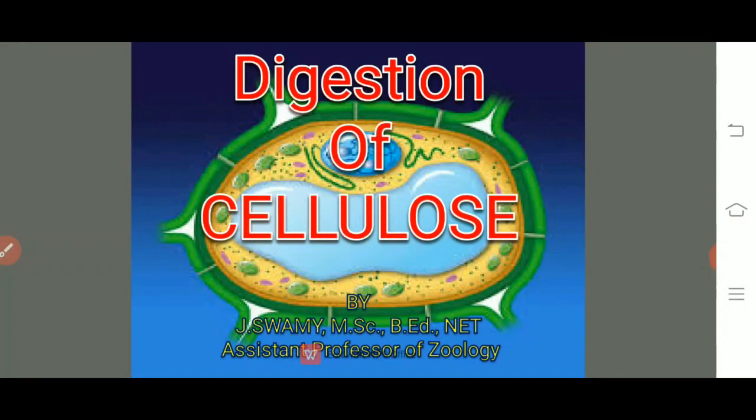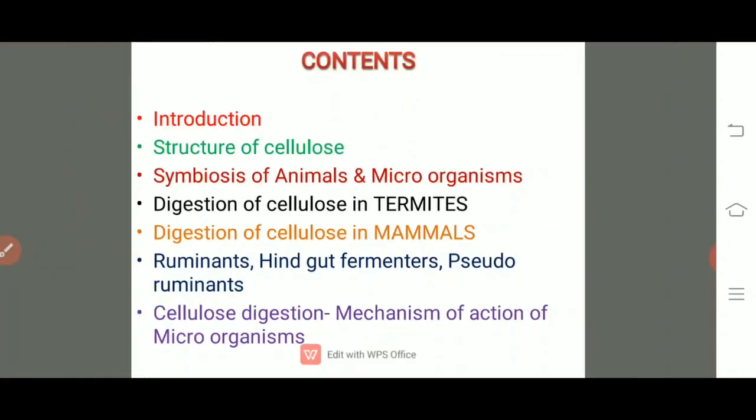Today our topic is digestion of cellulose. Under this topic we discuss introduction to digestion of cellulose, structure of cellulose, symbiosis of animals and the microorganisms which synthesize cellulase and digest cellulose, digestion of cellulose in termites, digestion of cellulose in mammals, and we discuss briefly about ruminants, hindgut fermenters, pseudo ruminants, and finally the mechanism of action of microorganisms in cellulose digestion.